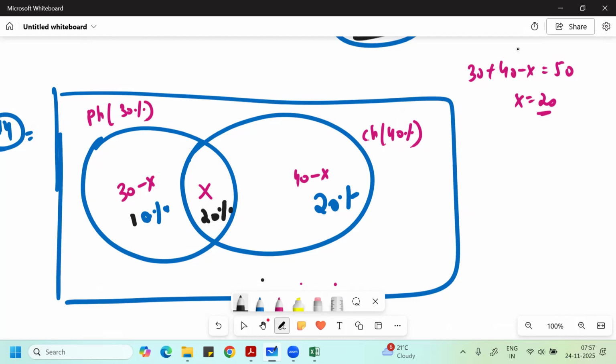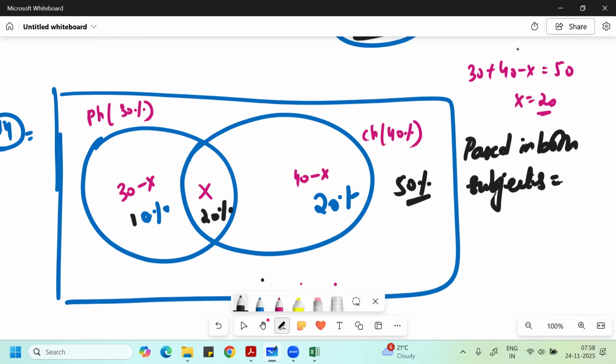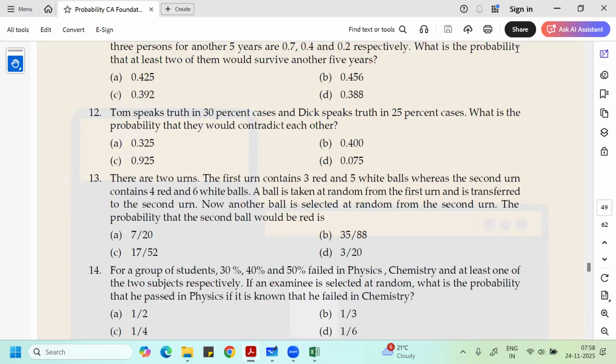Then the number of students who passed in both the subjects is 50%. Failed in at least one of the subjects is 50%, so passed in both the subjects is 50%. Okay, what is the question? The question is: what is the probability that he passed in physics?